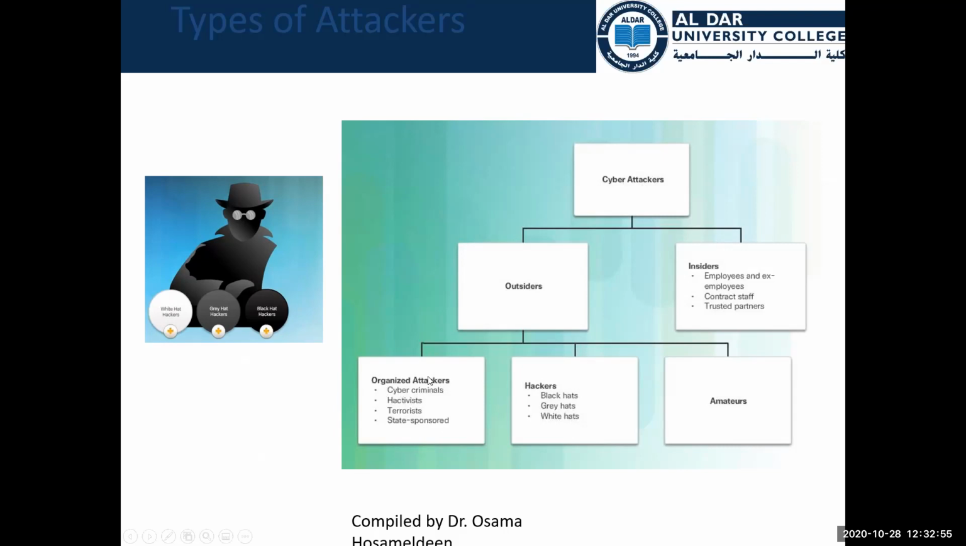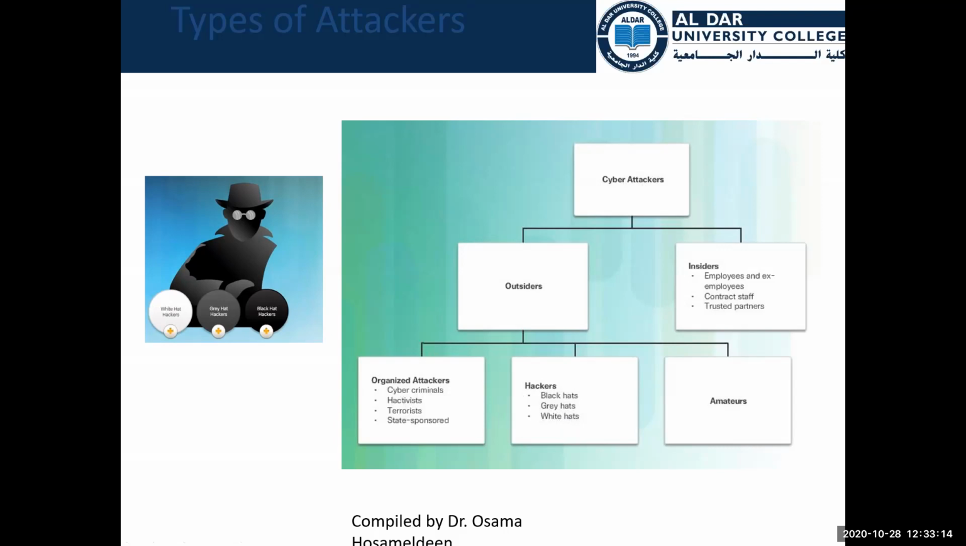These are the organized attackers. The second category is hackers. And as I told you, they are divided in three categories. The first one is black, second is gray, third one is white hats. And amateurs or script kiddies.